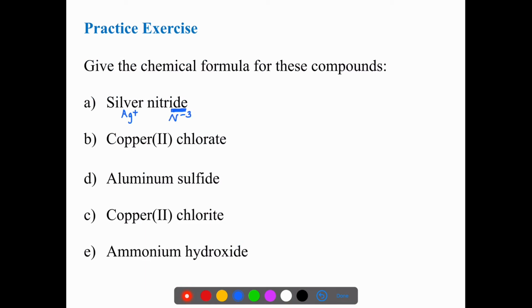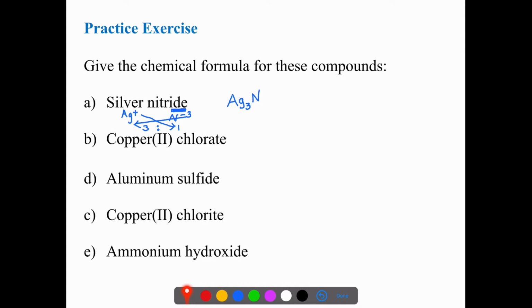So now we can crisscross the ions. So 3 becomes the subscript here, 1 becomes the subscript there, 3 to 1. And this is already simplified. So we can say silver nitride will be Ag3N. Do not write the charges on this compound after you have determined how many silvers and how many nitrogens you need.